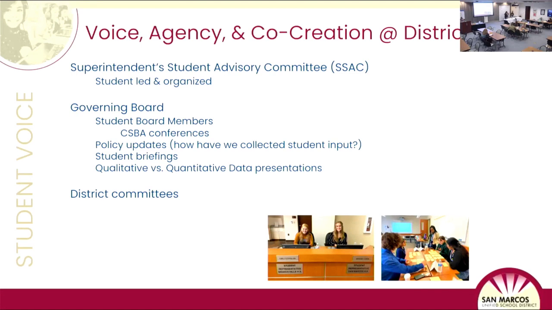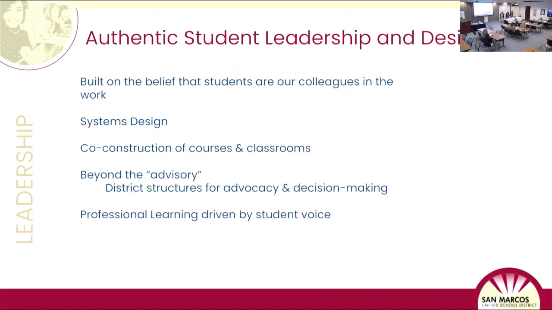With our policy updates, our board asked us to bring student data. They asked, how have we collected student input? I think it's really interesting that Angela brought up she showed up in her PJs, because from what we heard from our students and students meeting with board members, our dress code totally changed. We actually don't really have a dress code anymore because of what our board heard from students, the gender piece, all of it. We do have student briefings with the board, and it's that idea of qualitative and quantitative data presentations, and lots of district committees where our students are leading, co-leading with us.